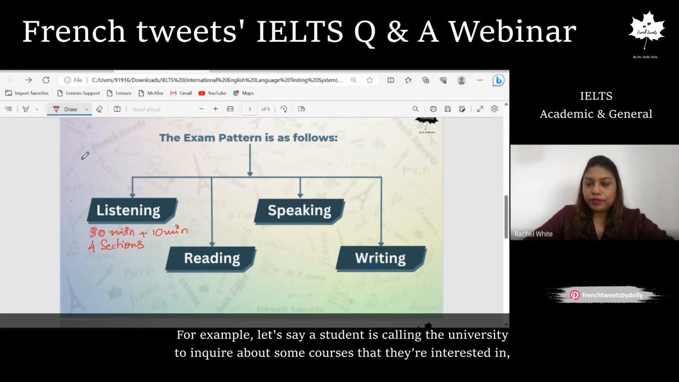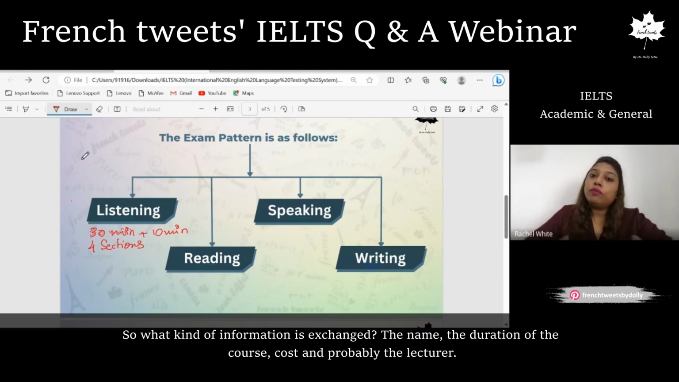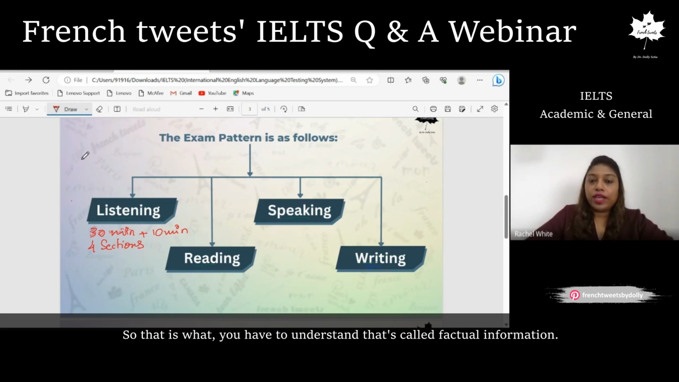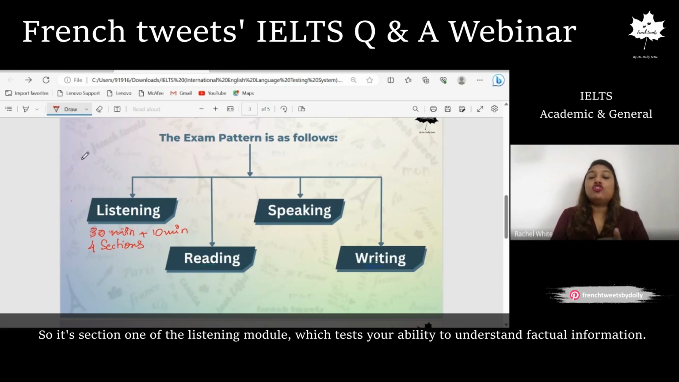For example, let's say a student is calling the university to inquire about some courses that they're interested in, right? So what kind of information is exchanged? The name of the course, the duration of the course, the cost, probably the lecturer, the person is going to impart the training or the lecture. So various information are exchanged between the student and the person who's providing their information, right? So that is what you would have to understand. That's called factual information. So section 1 of the listening module will test your ability to understand factual information.